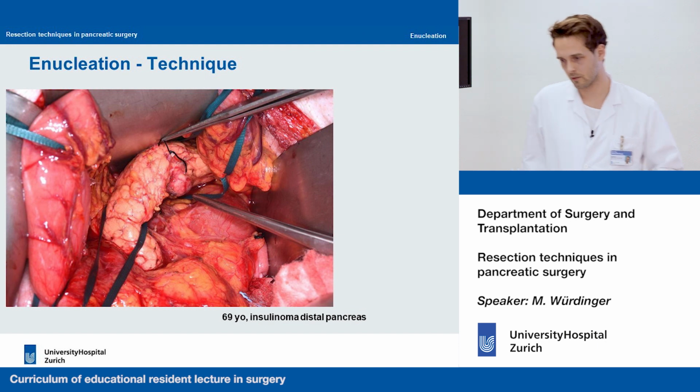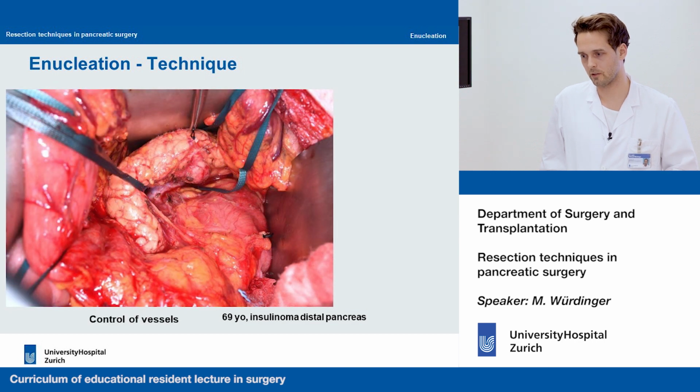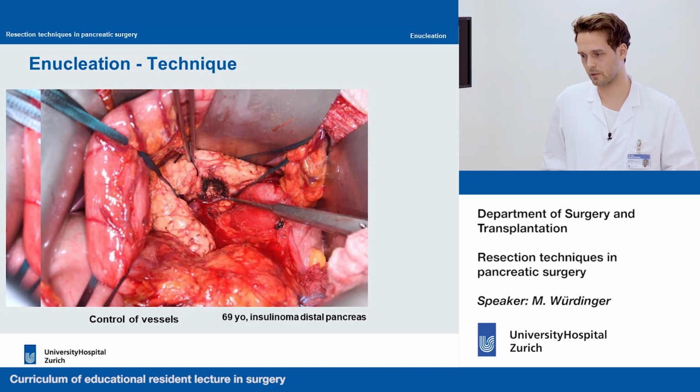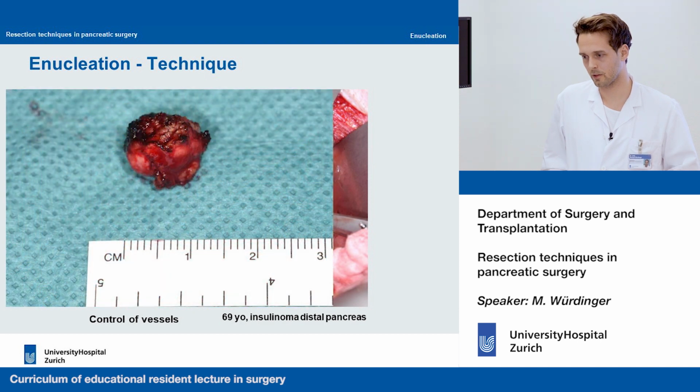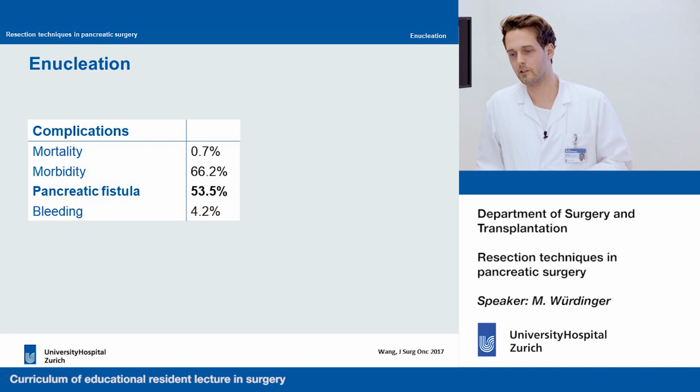Here we can see the status of a patient with an insulinoma of the distal pancreas. The procedure starts with the tunneling again for control of the vessels in case of bleeding, and then luxation of the pancreas, and then resection of this tumor. Here's the resected tumor. And it is a tissue-sparing procedure, so it has the advantage that the sequelae are quite low.